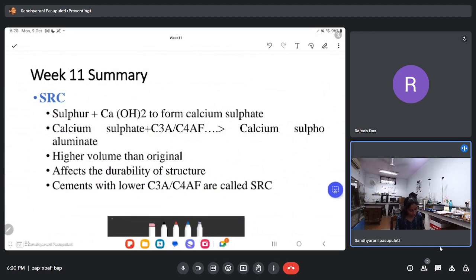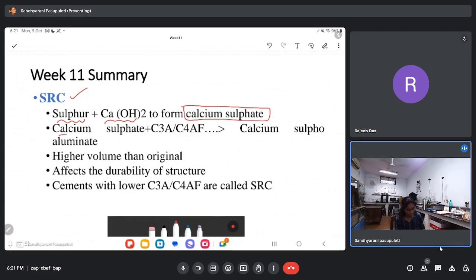And the last type of cement is sulfate resistant cement. Especially marine structures are more susceptible to sulfate attack. So in those places, what is the problem? Whatever sulfate is present will react with the calcium hydroxide. Then we get a product called calcium sulfate. This calcium sulfate is very dangerous to the structures.